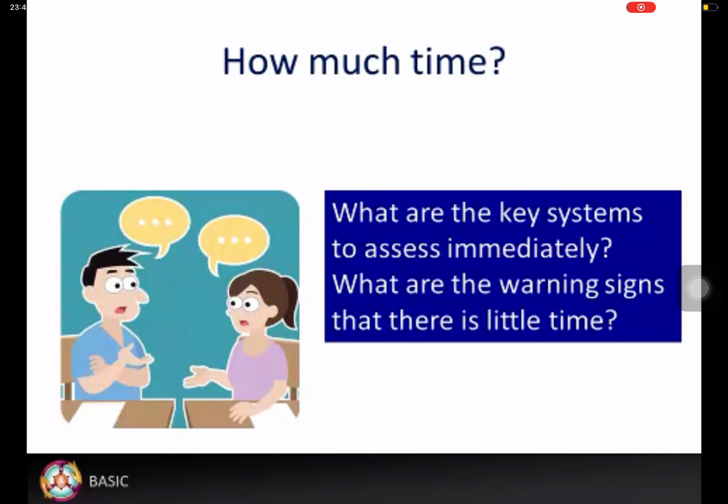What are the systems that you would look at first to assess how much time you have and whether the patient requires immediate resuscitation? Think about it for a minute, then we'll continue.